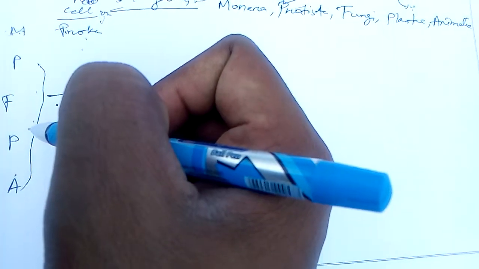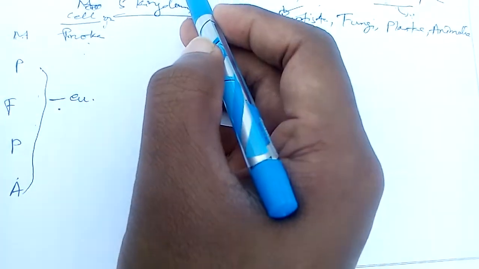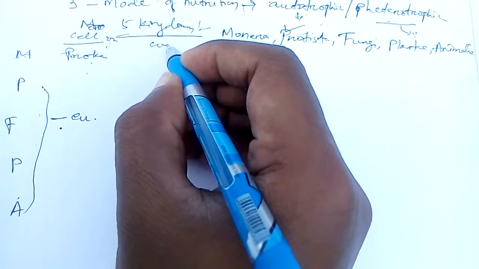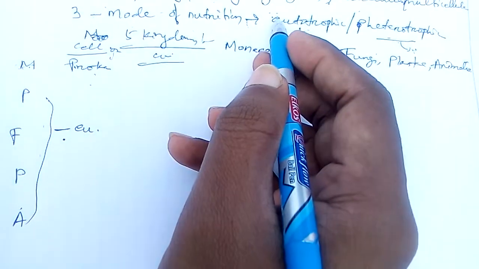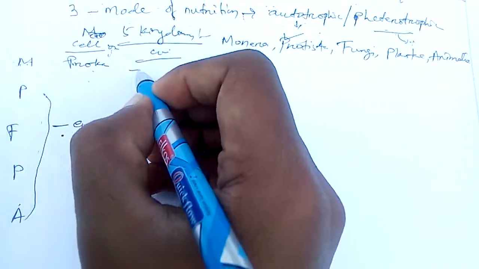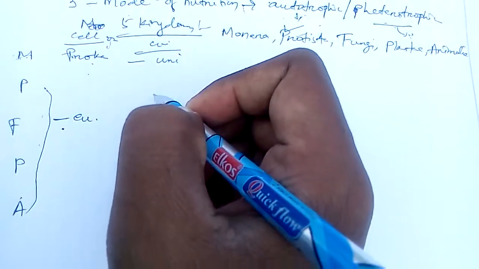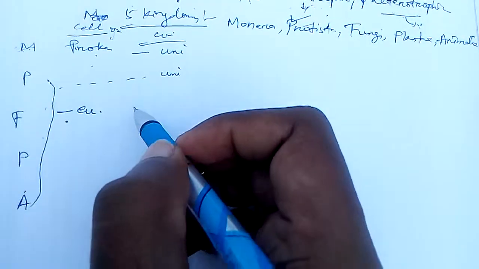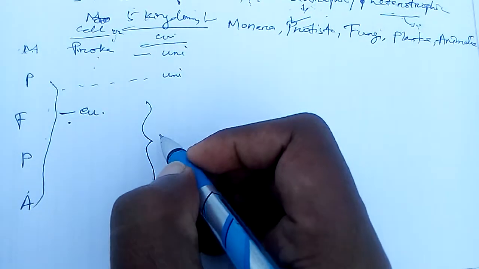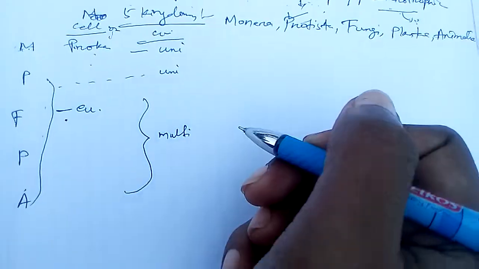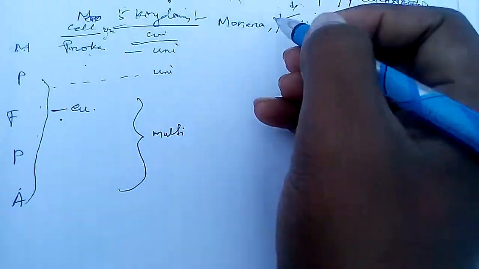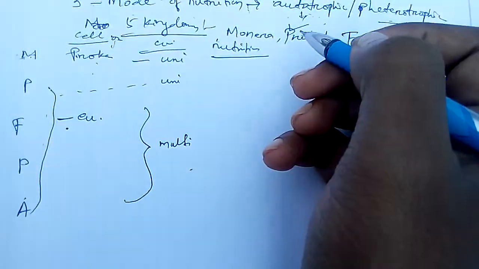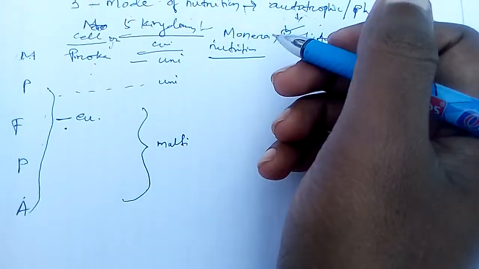Okay, then complexity of body organization. Next heading is complexity of body organization, whether they are unicellular or multicellular. See, in Monera all unicellular organisms are included. In Protista also all unicellular organisms are included, but in Fungi, Plantae, Animalia, generally all are multicellular organisms. Okay, then comes nutrition. The third criterion is nutrition, whether they are autotrophs or heterotrophs.